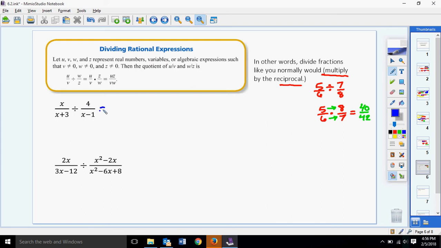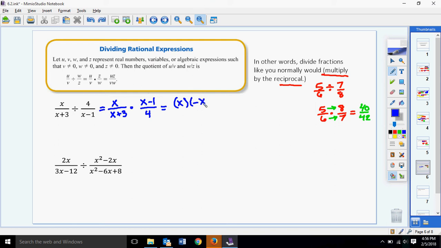I want to rewrite this as a multiplication problem. So my first fraction stays the same, x over x plus 3. Division changes to multiplication, and I'm going to flip my second fraction. Now this becomes a problem like we were just solving. I have x times x minus 1.